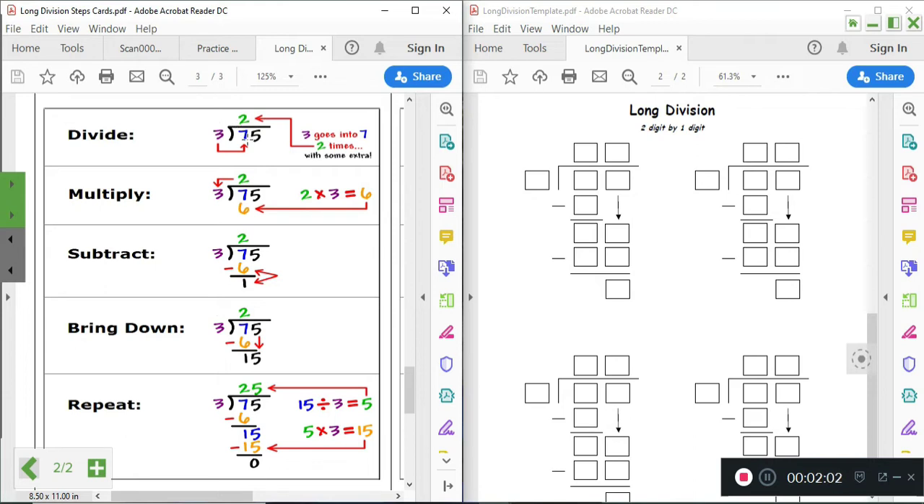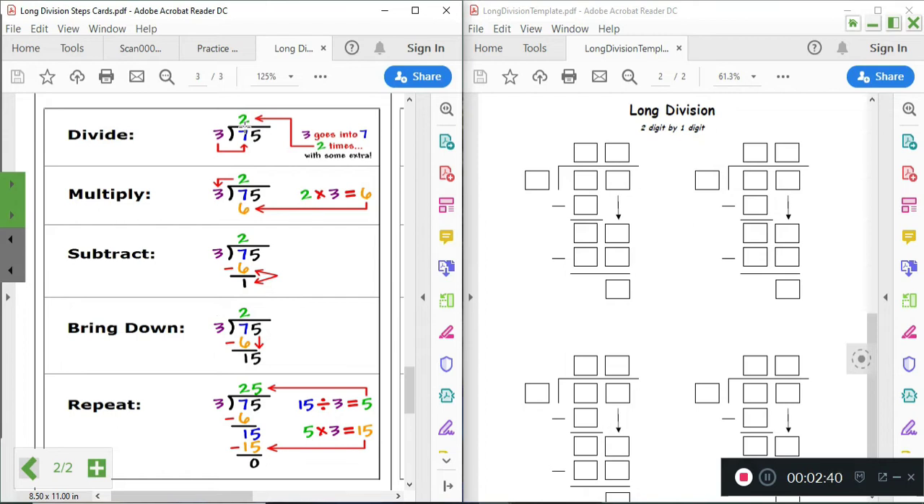So the first thing I do is I divide. I divide just that first number, the 7, the tens place, or the 70. How many times does 3 go into 7? Well, I ask myself what times 3 gets me a number that's close to 7 but does not go over. Well, 3 times 2 is 6. That does not go over 7. 3 times 3 is 9. That's too many. So I put my 2 up top.